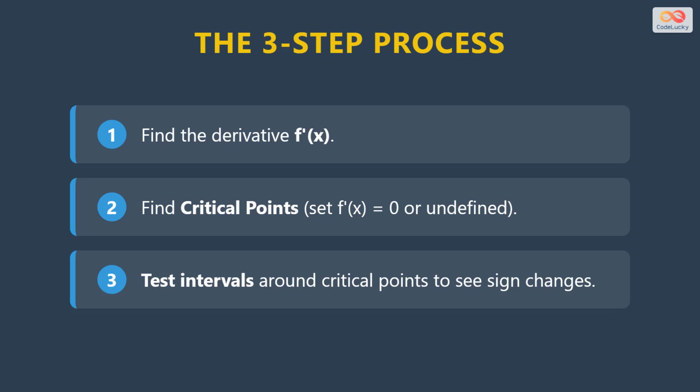To solve these problems, follow 3 steps. First, calculate the derivative. Second, set it to 0 to find the critical points. Third, test the intervals between those points to see if the sign changes.